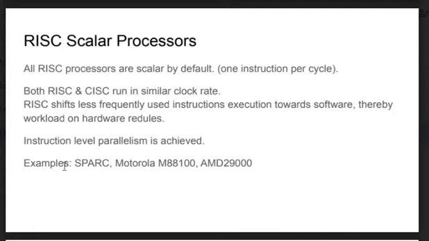Okay, some examples of manufacturers who developed different RISC scalar processors are SPARC and Motorola. Actually, Motorola developed a microprocessor and also a microcontroller. The processor developed under RISC scalar is called M88100, and the next one is AMD 29000. So these were the different manufacturers.